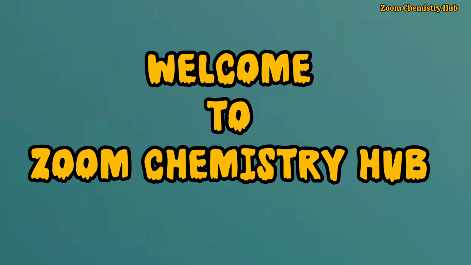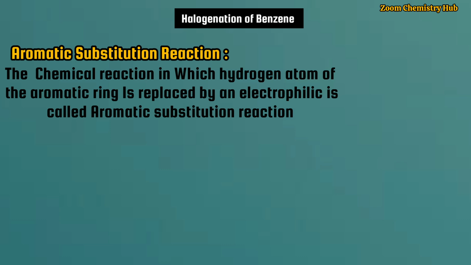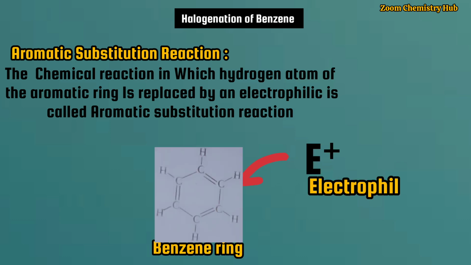Today in this video we will discuss the halogenation of benzene, that is the electrophilic aromatic substitution. So first we will discuss what is aromatic substitution reaction. The reaction in which hydrogen atom of aromatic ring is replaced by an electrophile is called electrophilic aromatic substitution reaction.